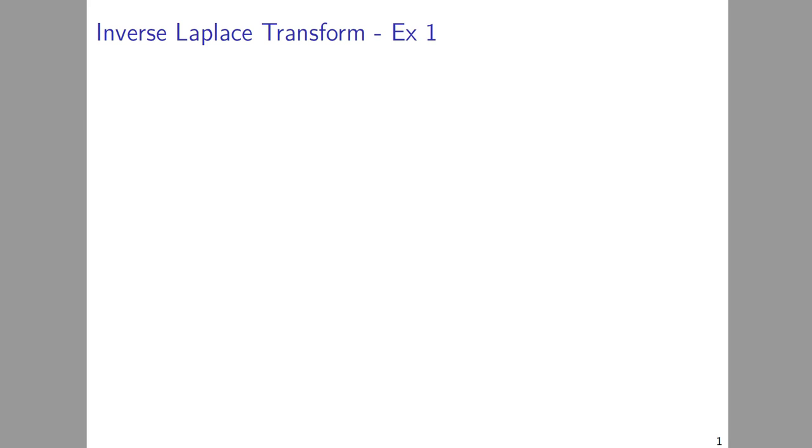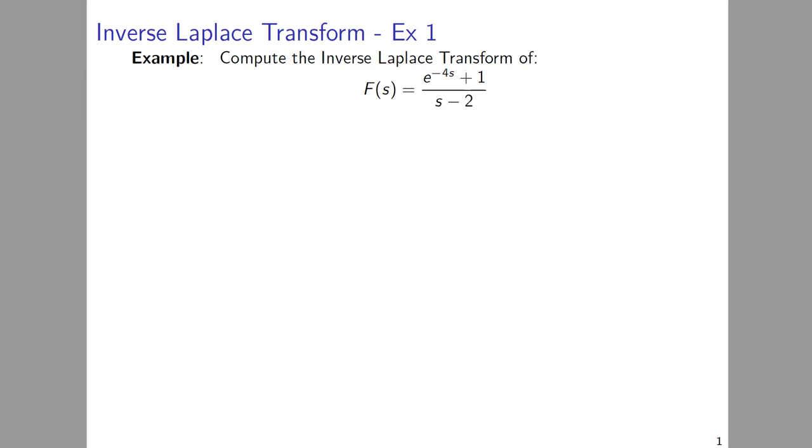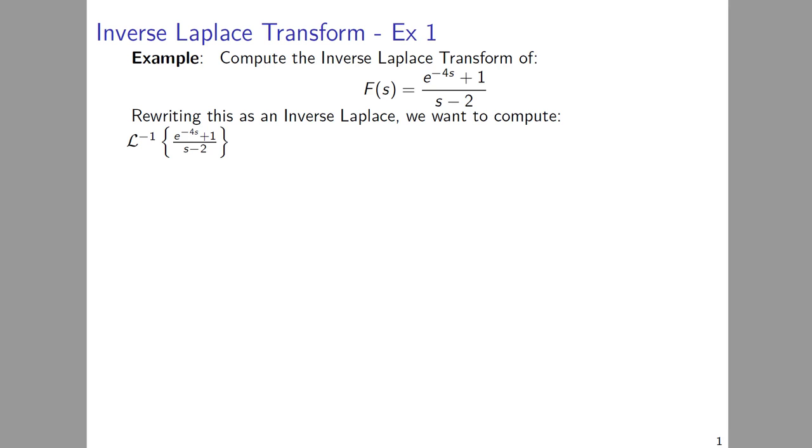In this video, we will compute the inverse of the Laplace transform F(s) = (e^(-4s) + 1)/(s - 2). Rewriting this as an inverse Laplace, we're saying that we want to compute the Laplace inverse of (e^(-4s) + 1)/(s - 2).